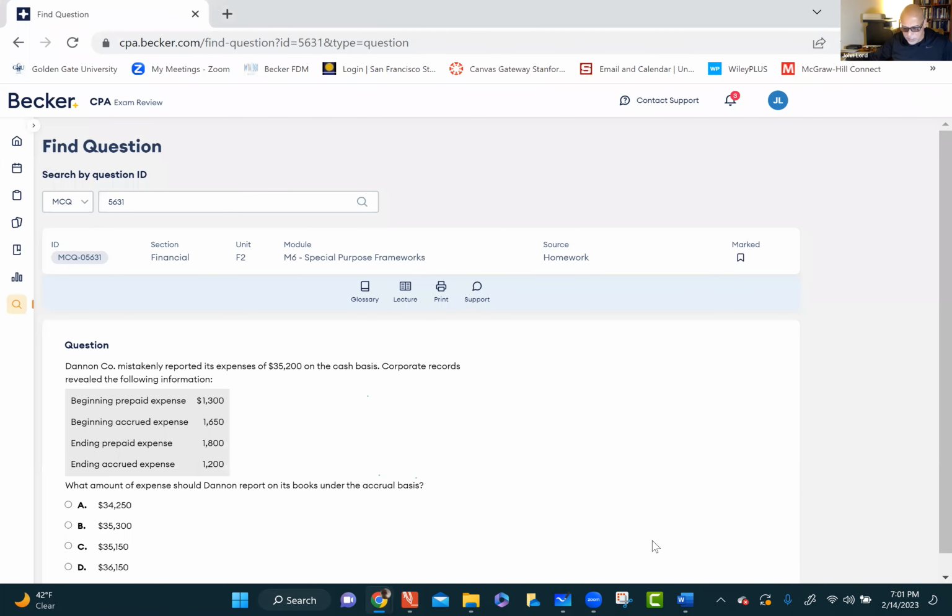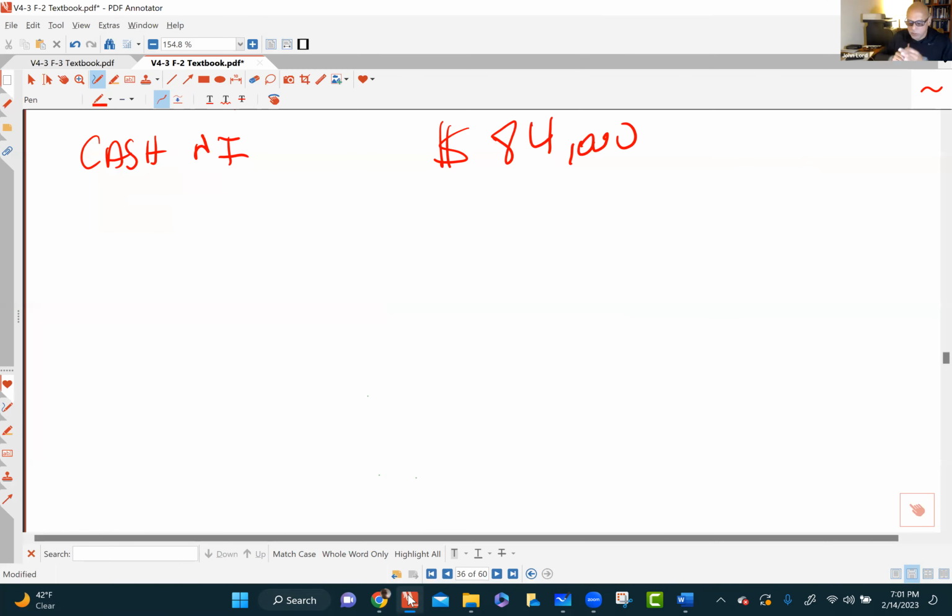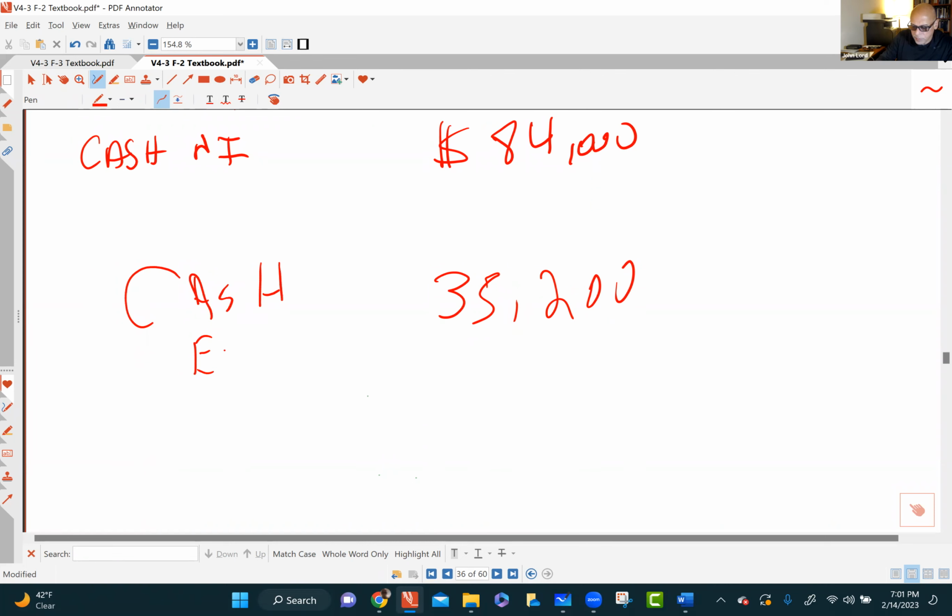problem and what we're writing down. So what should I start with? I should start with the cash expenses. Cash expenses are 35.2. I'm just going to write that in. That's my cash expense. The flashcard says that for revenue, current assets do the same and current liabilities do the opposite. But since we're talking about expenses, for current assets I'm going to do the opposite, and for current liabilities I'm going to do the same.